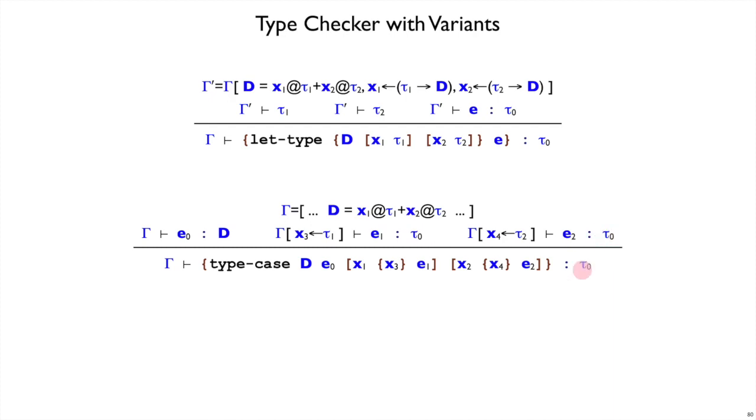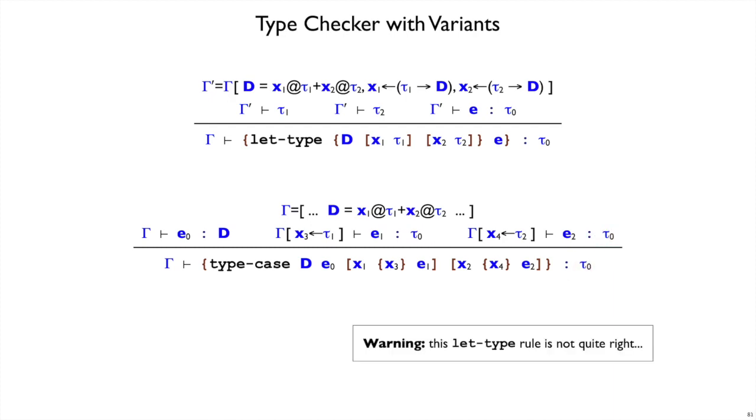They must be tal0. It turns out this let type rule is not quite right. There's a subtle problem here, but we'll defer that for just a little while.